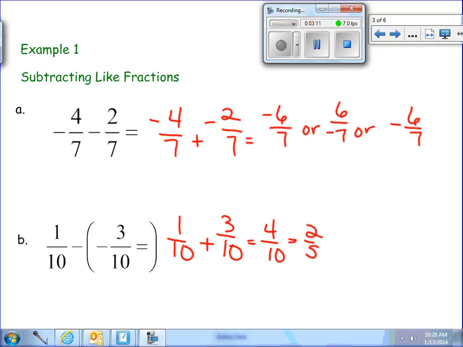In our next example, we're adding the opposite again. 1/10 plus 3/10 equals 4/10. Simplify that to 2/5.